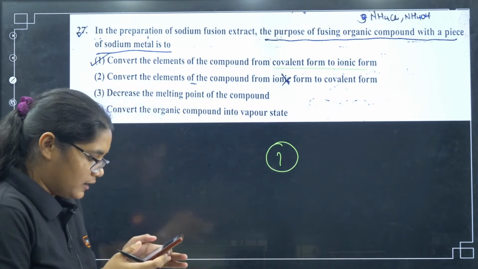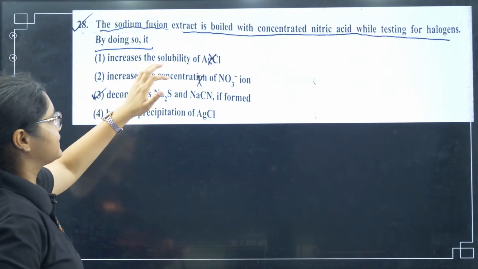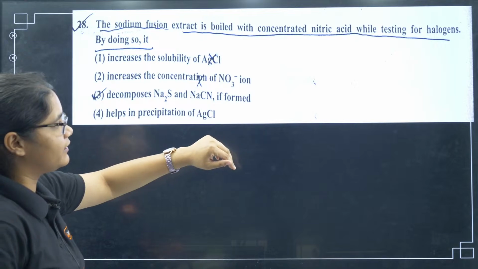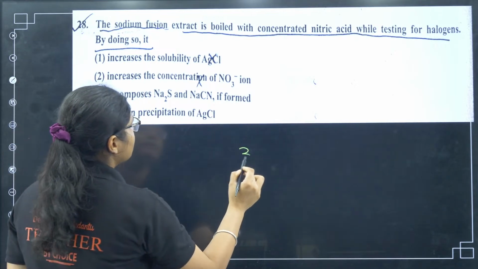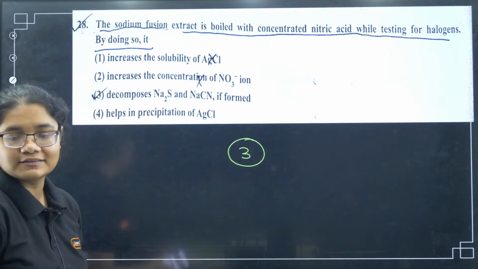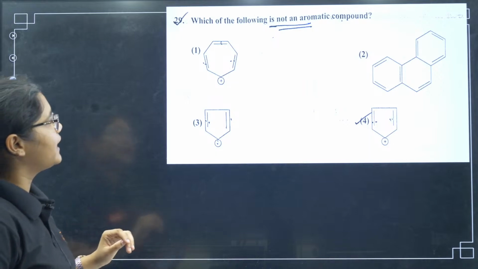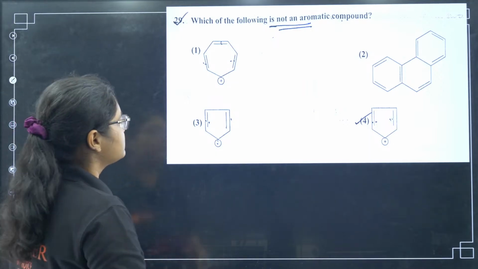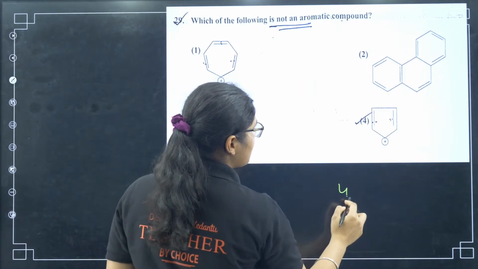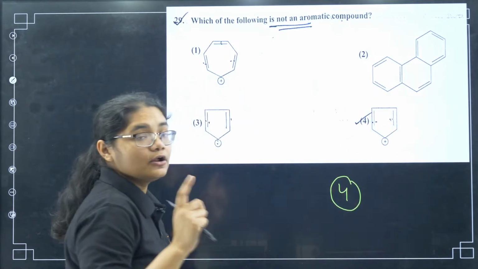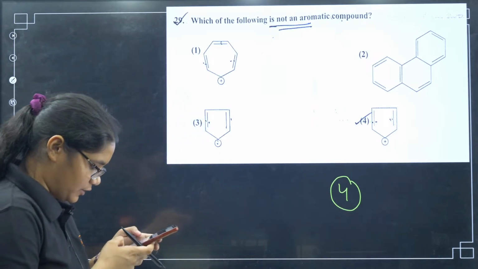Okay. Next, moving to question number 28, the sodium fusion extract is boiled with concentrated nitric acid while testing for halogens. That is because to convert them to Na2S and NaCN. Okay, option number 3. Next, we have question number 29, which is not an aromatic compound. So here we have the fourth one, that is not an aromatic compound because I can have 4n number of electrons, not 4n plus 2 number of electrons.